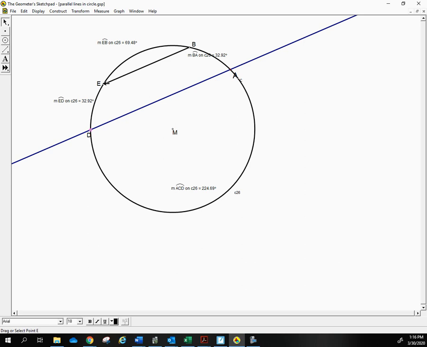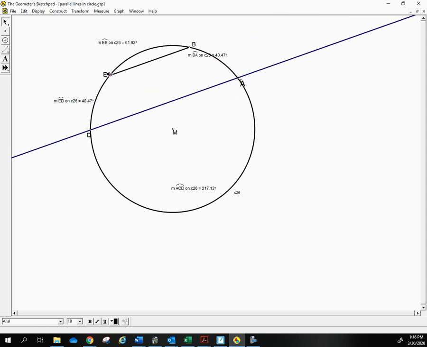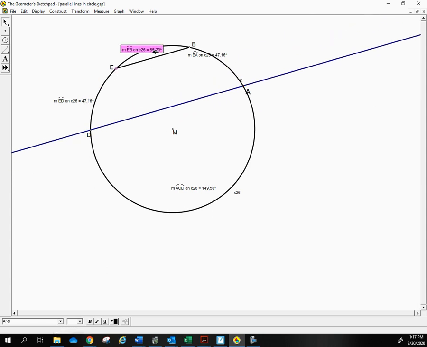Now, as I move this around, I can move this parallel line anywhere about this circle. And the one thing that you'll see is these arcs right here don't have any correlation to one another, but obviously the arcs that are intercepted by the parallel lines, those two arcs are going to have the same measure no matter where they're at. But the arcs above and below the parallel lines, there is no correlation between these two.